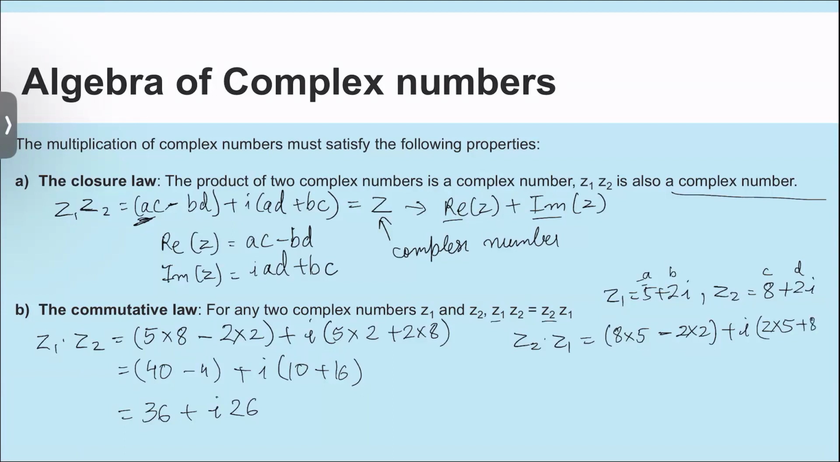BC, so that is 8 into 2. Okay, and you are left with, if you solve the bracketed portions and you simplify it, you are going to get 36 plus 26i. So that is equal to what we were getting when we were multiplying Z1 with Z2. Therefore, Z1 Z2 is equal to Z2 Z1. Okay, so this remains the same.